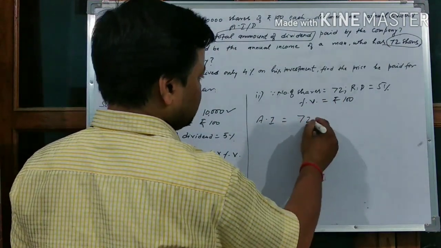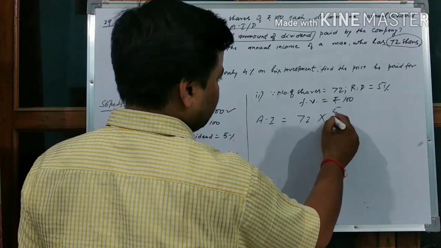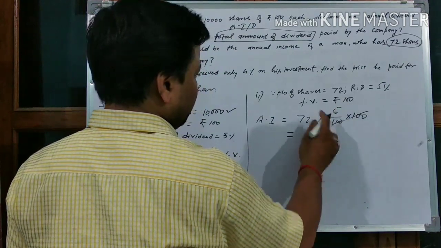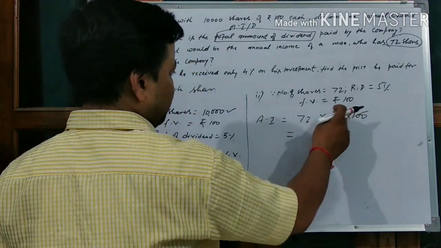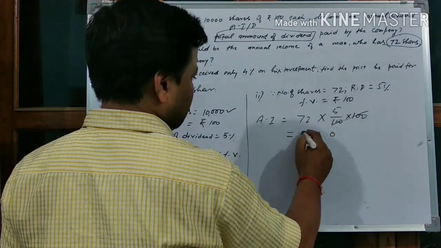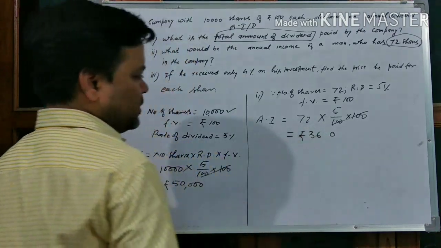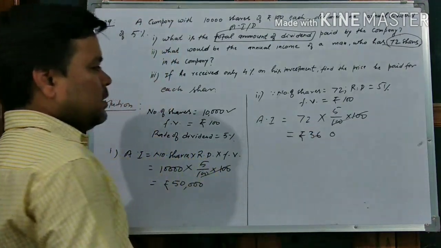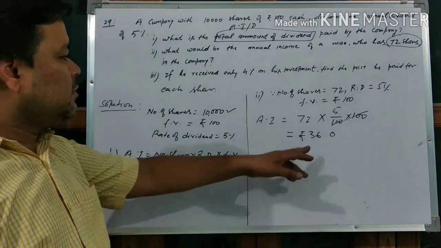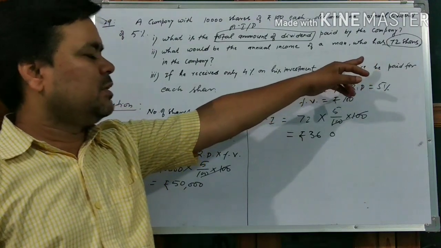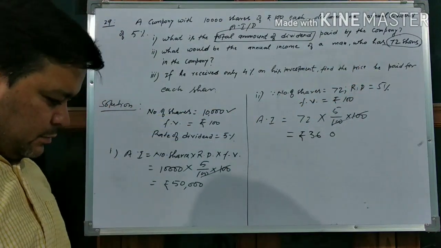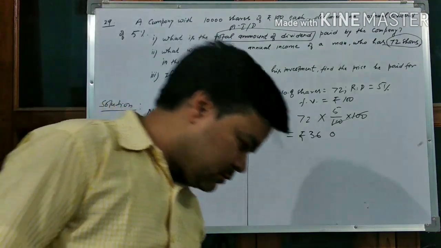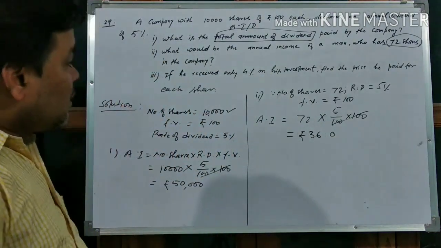Number of shares 72, rate of dividend 5 by 100 into 100. Again cancel, its value will be 5 times 2 is 10, carry 1, and 5 times 7 is 35, and 1 is 36. It means 360 will be the annual income for 72 shares. Okay, now the third part.